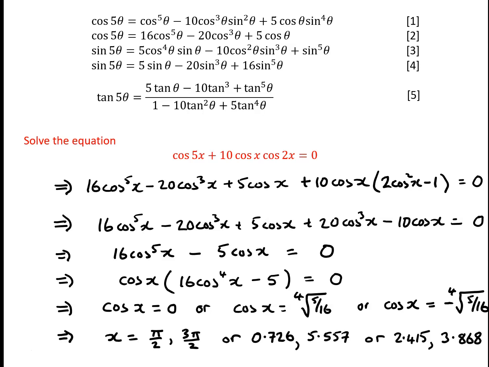So the first equation, cos x equals 0, gives me x equals pi by 2 and 3 pi by 2. Cos x equals the 4th root of 5/16 gives me 0.726 or 5.557. And cos x equals minus the 4th root of 5/16 gives me x is 2.415 and 3.868. And in this case I've found the solutions clearly in radians, and I found the solutions between 0 and 2 pi.